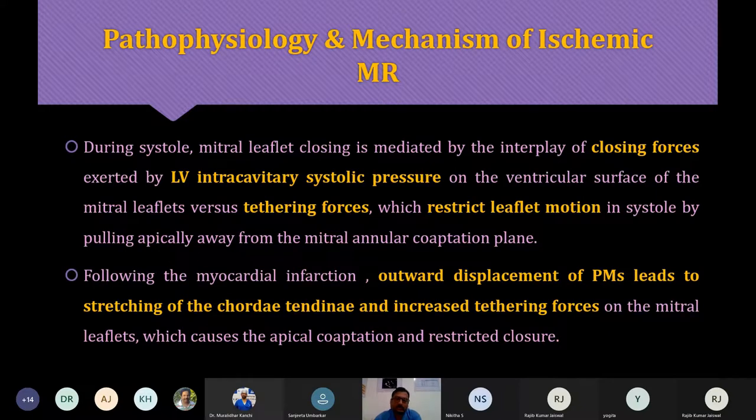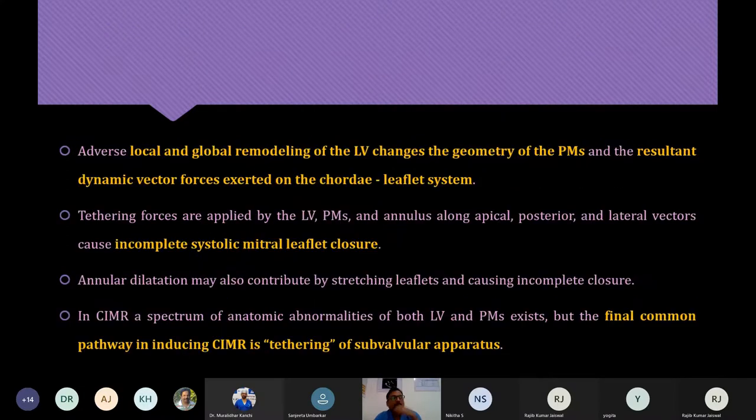Following myocardial infarction, outward displacement of the papillary muscles leads to stretching of the chordae tendineae and increased tethering force, and that will prevent the coaptation of the mitral valve leaflets, resulting in mitral regurgitation. Adverse local and global remodeling of the LV changes the geometry of the papillary muscles and the resultant dynamic vector forces exerted on the chordae leaflet system, and that will cause non-coaptation.